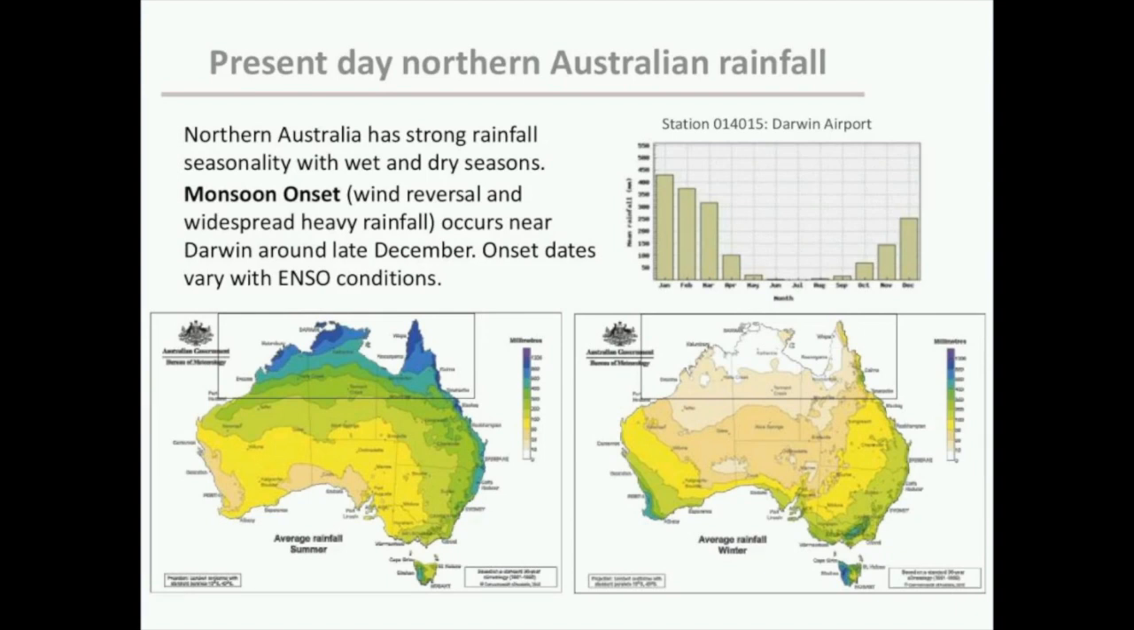So if you look at Darwin, for example, we have very clear seasonality of rainfall with the dry season here, and the onset of the monsoon typically occurring around late December, as defined by wind reversal and widespread heavy rainfall. I should mention the onset date can vary with ENSO conditions. So during an El Nino year, it tends to be a bit later and a bit earlier during the La Nina year.